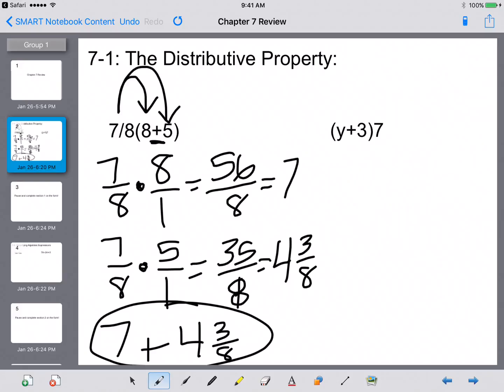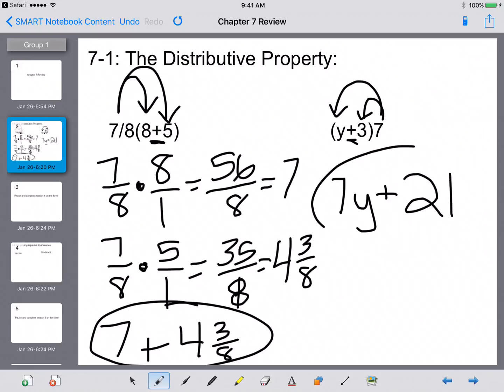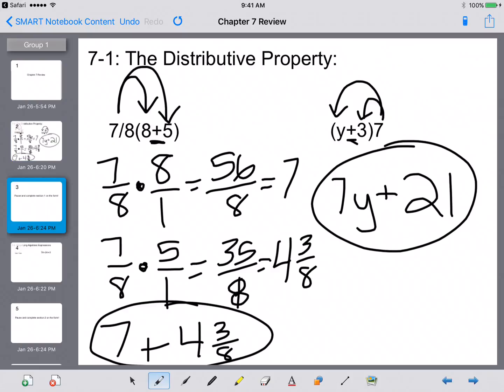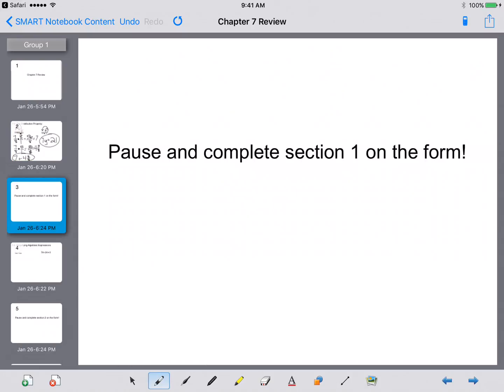And we do the same over here for our parenthesis y plus 3 parenthesis 7. We take our 7, because it's on the outside, and multiply by y to get 7y. Our plus sign comes down, and 7 times 3 is 21. So there is our answer there. Now that I've given you a couple examples, you can pause the video and complete Section 1 on the Google form.